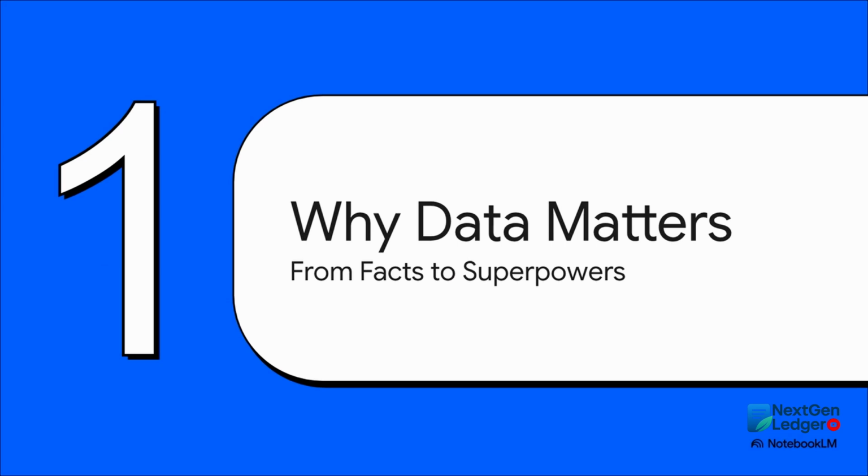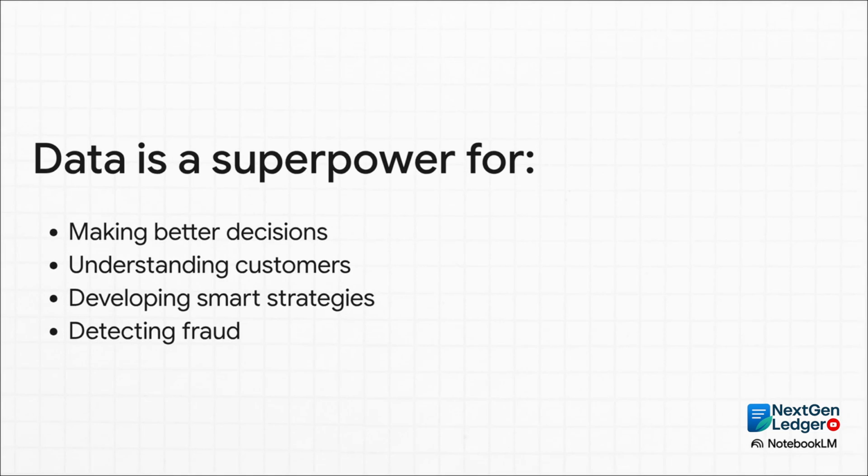Okay, so we've got all these raw facts floating around. Why should you care? Well, because understanding data is kind of like having a superpower in today's world. Let me show you what I mean. Data helps us stop guessing and start knowing. Businesses use it to figure out what customers actually want, and strategists use it to make smart plans. A really cool example is how banks catch fraud. They analyze transaction data, the numbers, the locations, the times, to spot weird patterns that could mean your account is at risk. It's all about keeping you safe.